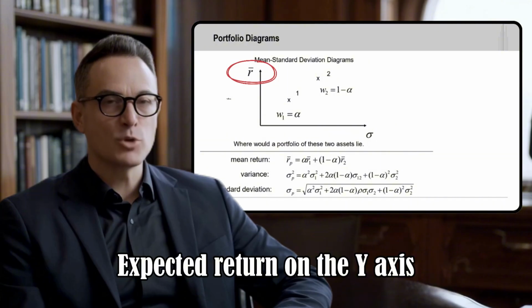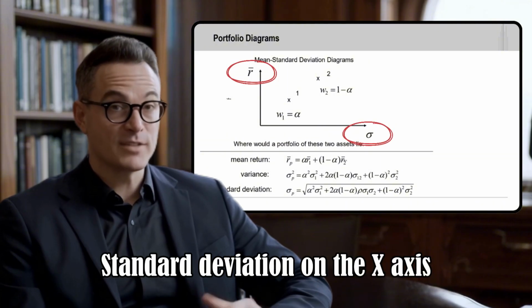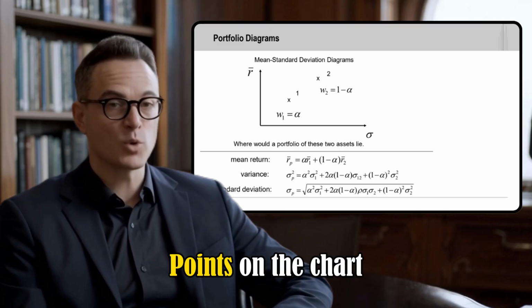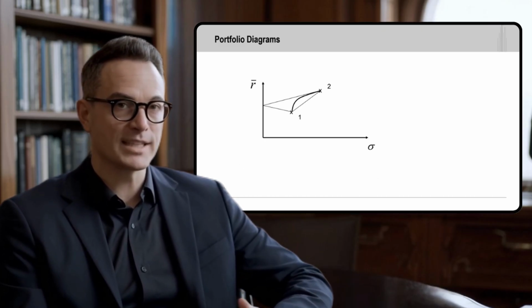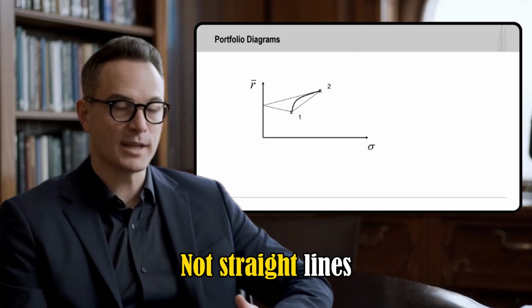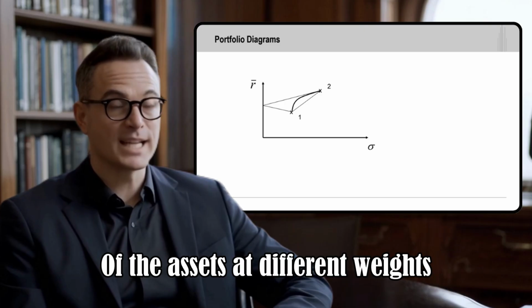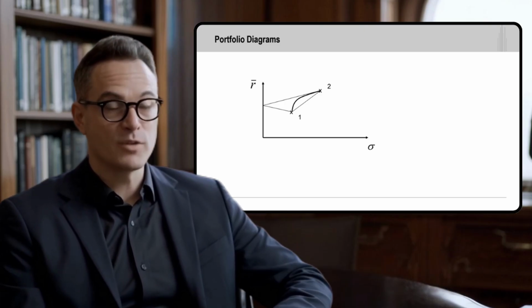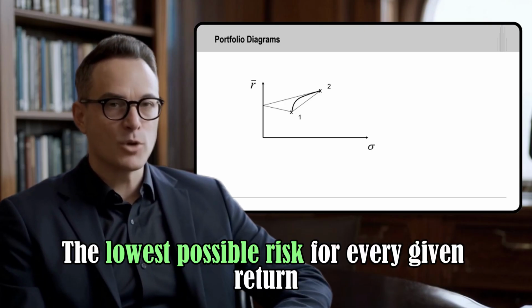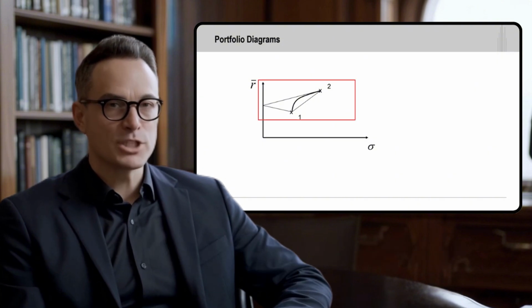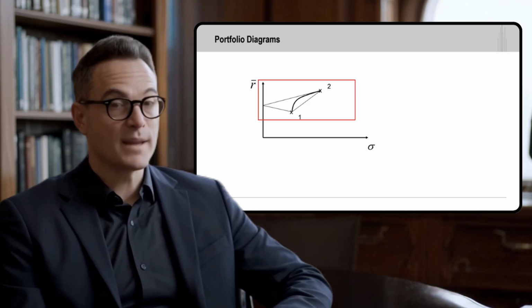If you plot expected return on the y-axis and standard deviation on the x-axis, you'll find that individual assets are points on the chart. Portfolios of these assets trace out curved paths, not straight lines. The curve captures all possible combinations of the assets at different weights. This curve is called the minimum variance frontier, the lowest possible risk for every given return. The top portion of this frontier is what we call the efficient frontier. That's where you want to be.